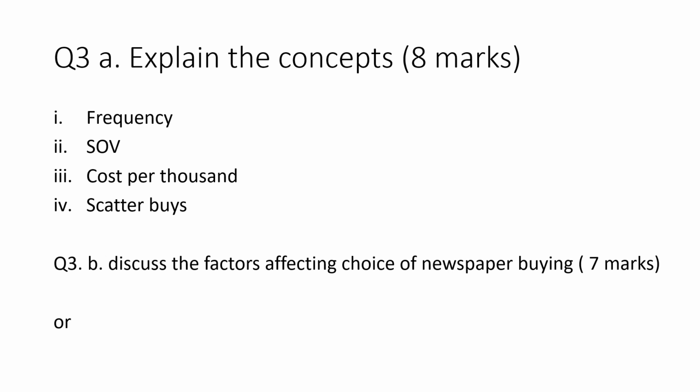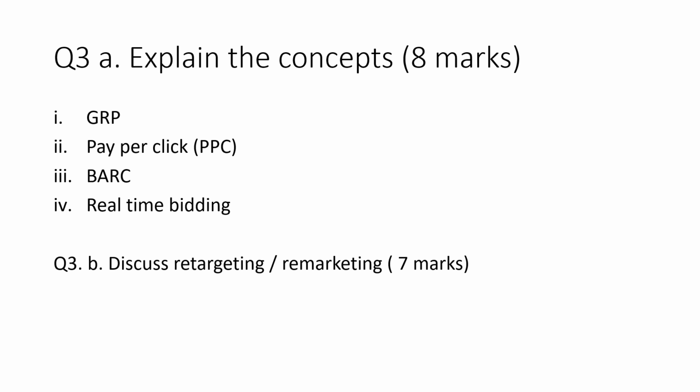Question 3A is usually explain the concepts, which carries 8 marks. So you explain 4 concepts and you write the note, which is discuss the factors affecting choice of newspaper buying, which will carry 7 marks. You also have an option within this question. So you have again question 3A, explain concepts: GRP, pay-per-click, BARC, real-time bidding, and part B, where you discuss retargeting or remarketing. Now, when you're answering these, please see that you answer the concepts in the short note of the same AB. Do not mix the two because you lose marks that way. So question 3A and both the questions, part A and B, which means 8 marks and 7 marks, solved together.